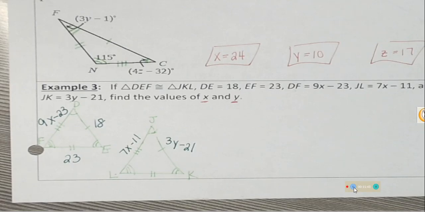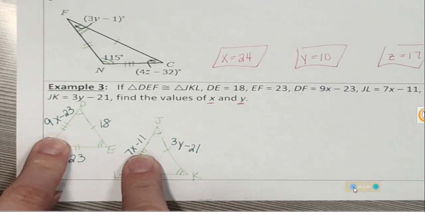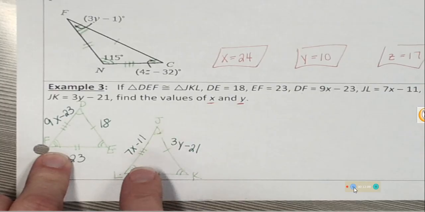Now, it really doesn't matter if you find X or Y first, you find them separately. But because they told me to find X, I'm going to find X first. Okay? Look at your expressions. Look at every part of both triangles. How many expressions do you see with an X in them? 2.